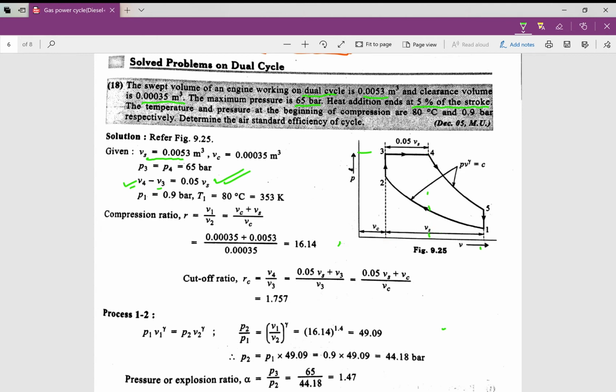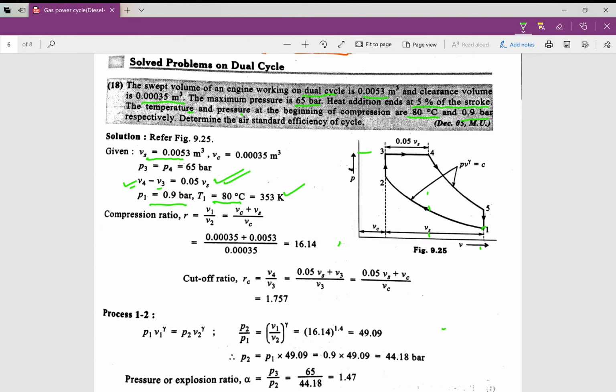Now pressure is given. Look at the problem now. The temperature and pressure at the beginning of compression are 80 degrees centigrade and 0.9 bar. So the value of P1 is 0.9 bar and temperature is 80 degrees centigrade. Add 273 to this value. In terms of Kelvin, it comes out to 353.